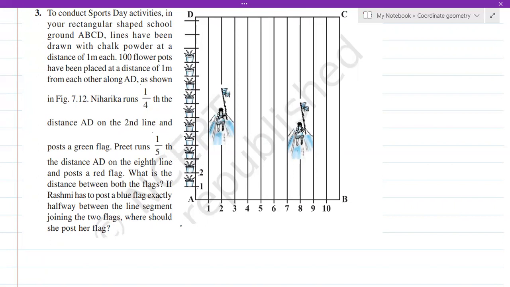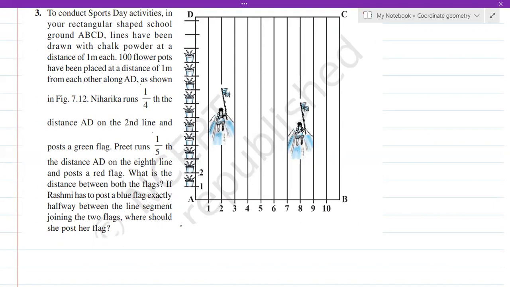Niharika runs 1/4 of the distance AD on the second line and posts a green flag. Preet runs 1/5 of the distance of AD on the 8th line and posts a red flag. What is the distance between both the flags? If Rashmi has to post a blue flag exactly halfway between the line segment joining the two flags, where should she post her flag?